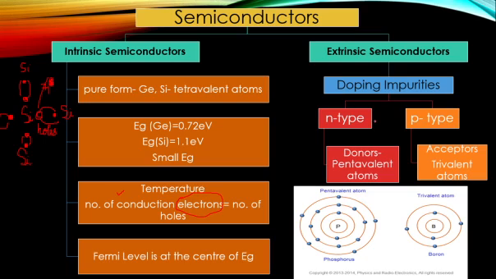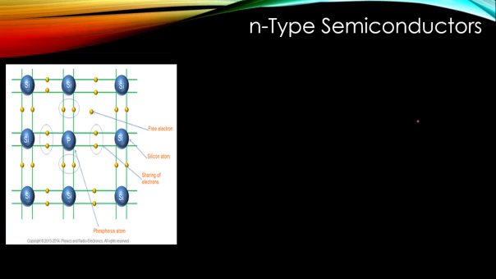Okay, so there are two kinds of extrinsic semiconductor, p-type and n-type, based on what dopant is added. If it is pentavalent, there is an extra electron, and hence n-type. If it is a trivalent atom, there is a vacancy of electron, and hence holes are created, or p-type semiconductors. So let us see it in detail. For n-type semiconductor, the dopants are pentavalent atoms like phosphorus, antimony and so on.